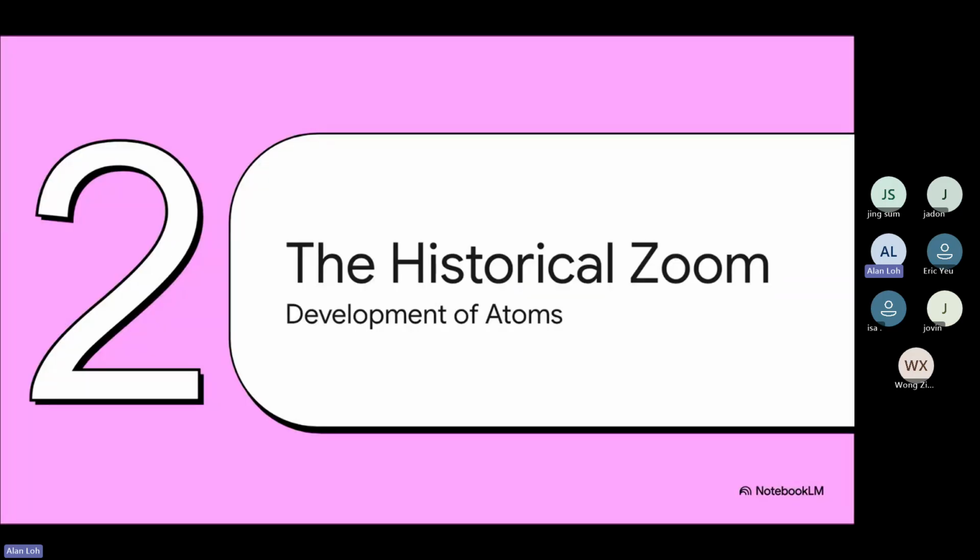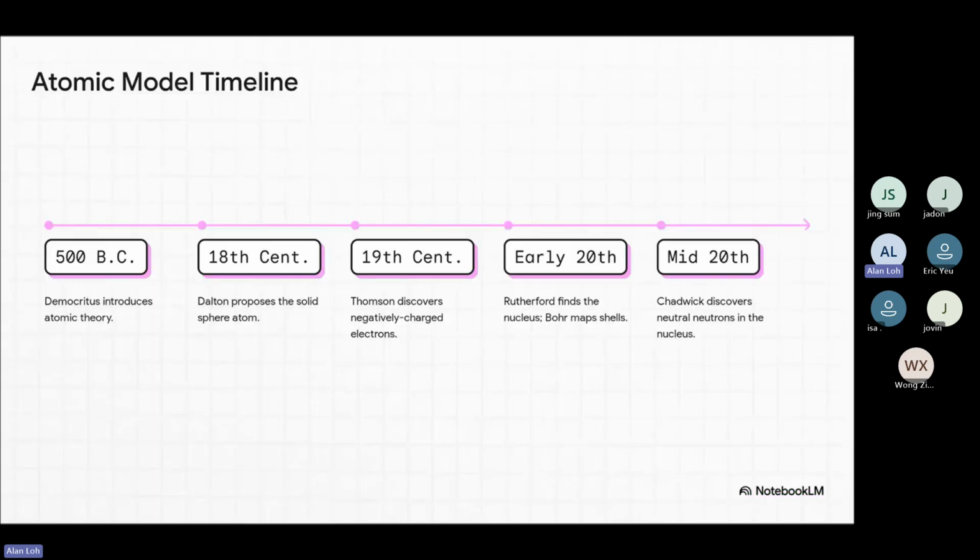Moving right along to part 2, the historical zoom, covering the development of the atomic model. Let's trace how this whole microscopic model was built. It's kind of like a scientific relay race spanning thousands of years. It actually kicked off way back around 500 BC when Democritus first floated the idea of atoms. But things didn't get formal until the 18th century, when John Dalton proposed the atom as a solid, indivisible sphere.